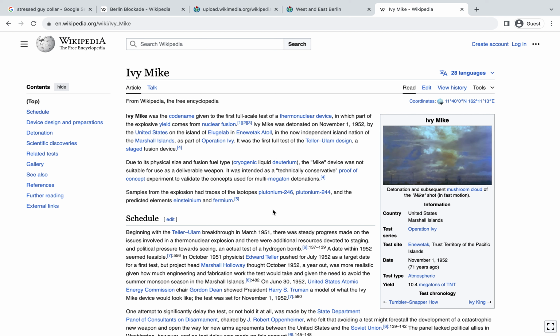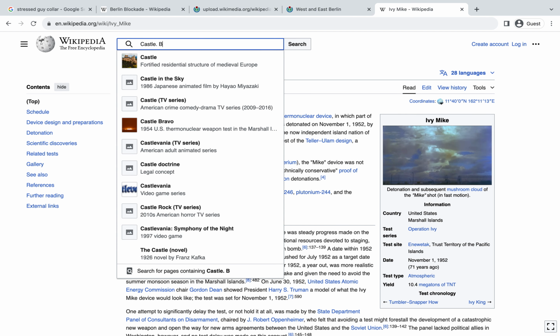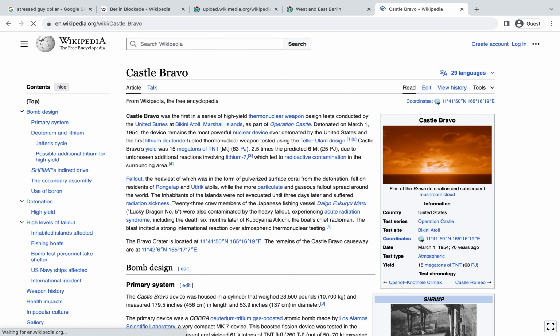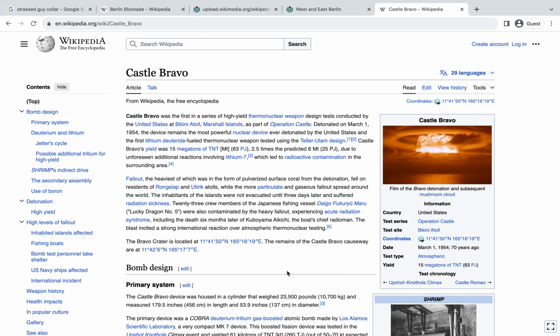So now we're talking about two countries that keep getting into standoffs, where it would not only be conventional war, but it would also be nuclear war. So I wanted to show you Ivy Mike. That's the first one, but just to give you an idea of how destructive these were, there's this one called Castle Bravo. Castle Bravo was detonated by the United States, but it was 3 times more powerful than they had originally thought.